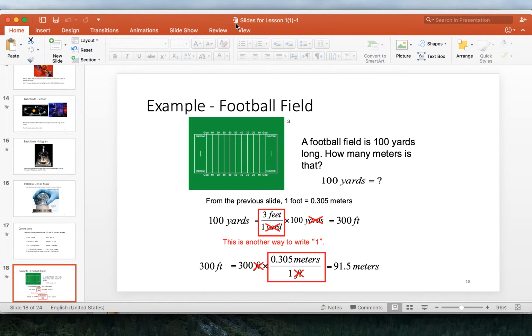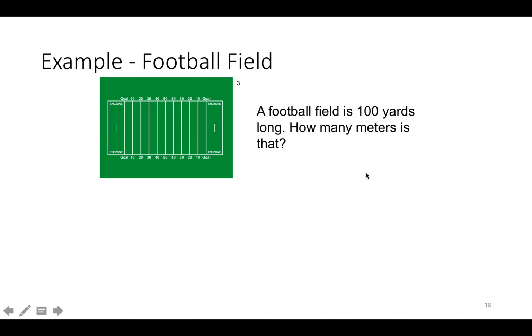Play from current slide. Okay, so a football field is 100 yards long. How many meters is that? So we'll go through the calculations like we had before. From the previous slide, 1 foot equals 0.305 meters, or you can just go to Google and say 100 yards is how many meters? It'll say 94.6 probably.